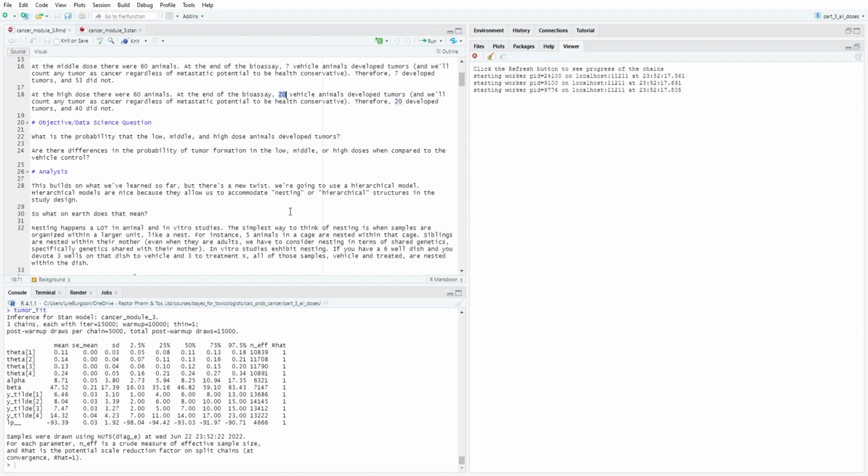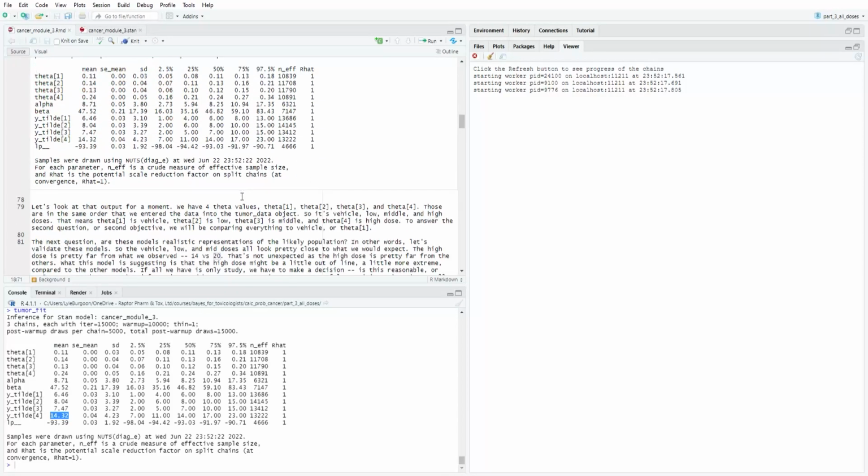Remember when I was talking about the shrinking, or moderation is a better term. What's happening is we're moderating what's happening at that high dose, and we're saying that high dose might be extreme. The model's thinking it's probably closer to 14. Now I can tell you, if I had high dose and then I had extra high dose, and let's say that saw 22, this would likely not moderate as much, just so you're aware.